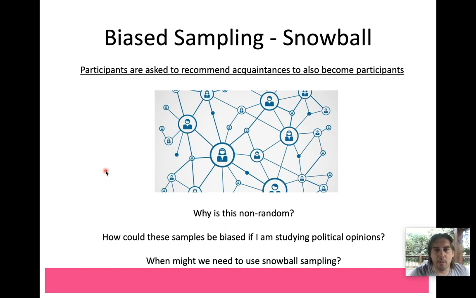Okay. Snowball sampling. Snowball sampling is when we collect data with participants, and then we ask those participants to recommend people they know who might also be participants. So you come in, you do a study in the lab. We say, oh, hey, by the way, we're looking for some more data. Would you mind letting your friends know?